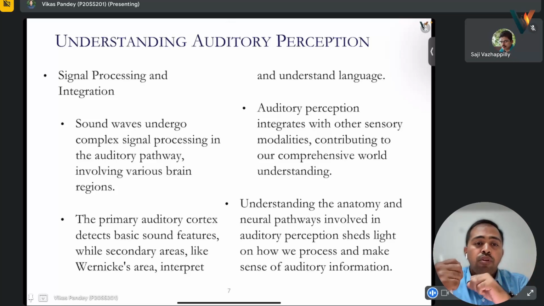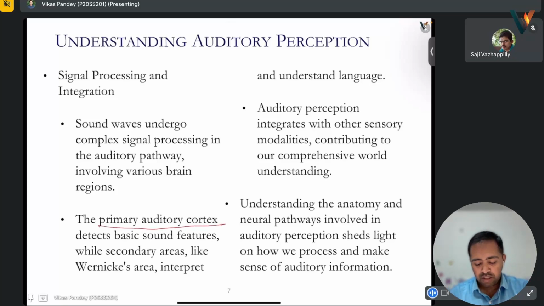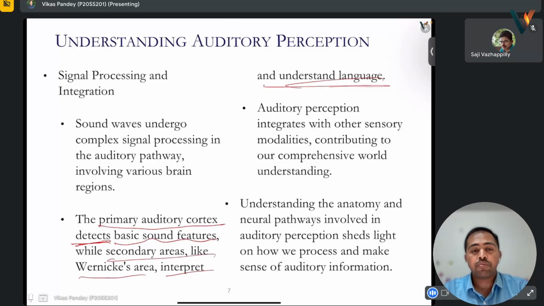Okay, so sound waves undergo complex signal processing in the auditory pathway involving various brain regions. The primary auditory cortex. So why are we interested in this? Because there can be some defect of hearing. The primary auditory cortex detects basic sound features, while secondary areas like Wernicke's area interpret and understand language. So if someone is able to detect basic sound features but unable to interpret, the neural link there can be a problem. Then this auditory information is integrated with other senses, contributing to our complete understanding.